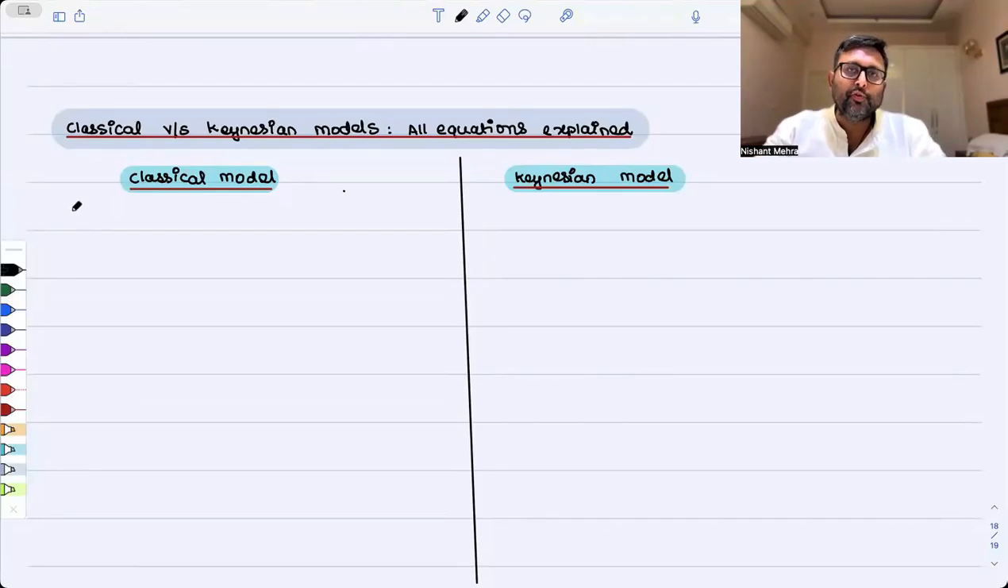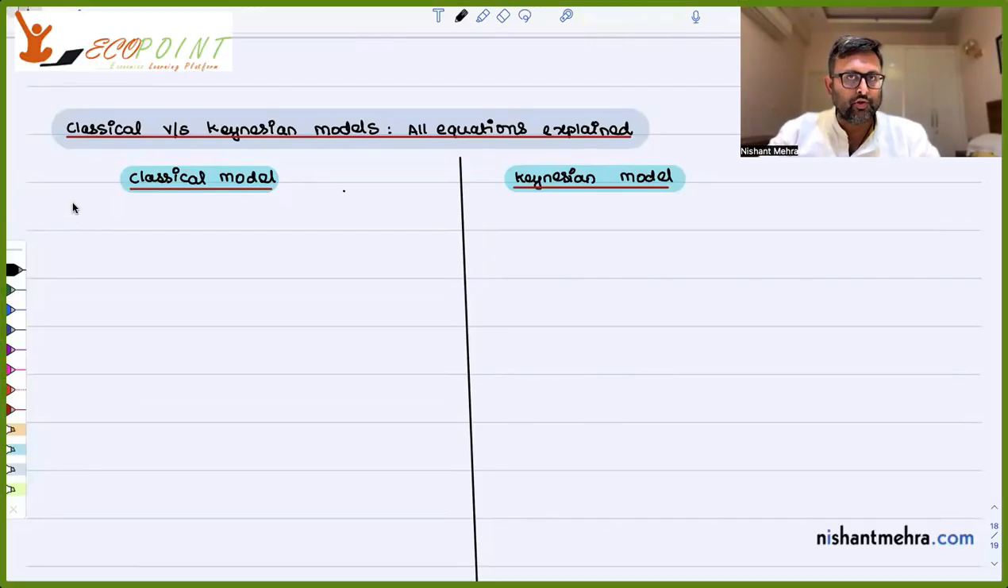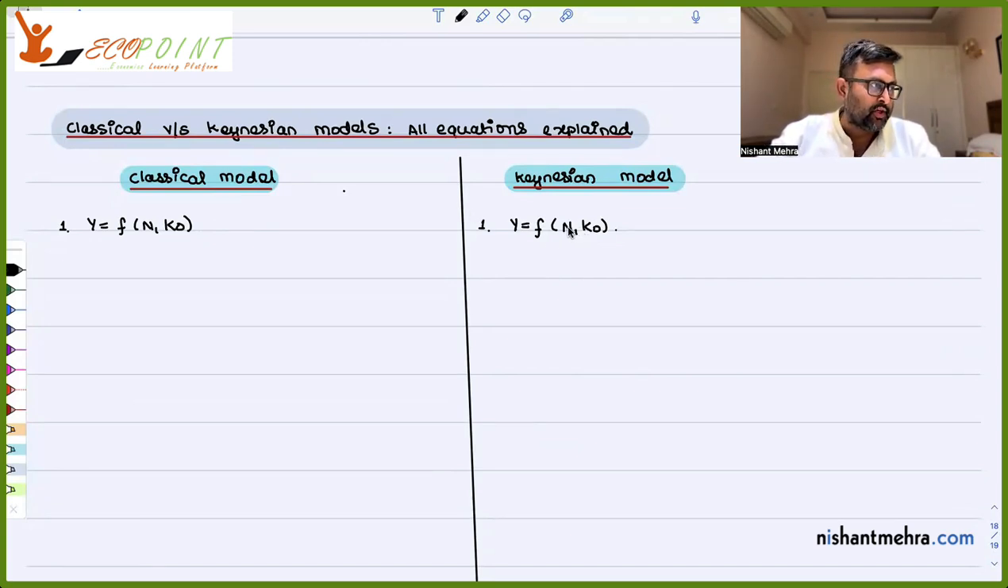Let us look at the difference between classicals and Keynesians using all equations. The first is your production function. Whether it is classical or Keynesian, this production function remains the same: y is equal to f of n, k naught. Output depends upon the labor and the fixed capital, and this production function is the same in both models. There is not much difference as far as this point is concerned.